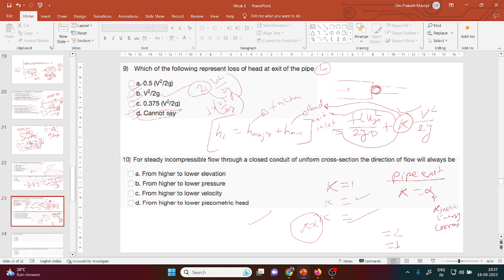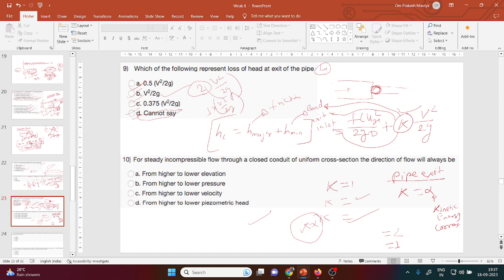Actually, the value should be higher for the turbulent, isn't it, since more loss will be there for the turbulent? No, but as per the calculation we have seen, if you go for the mathematical solution, you will see that the K value is 1 for the turbulent flow, and actually for exit, this is not for all.